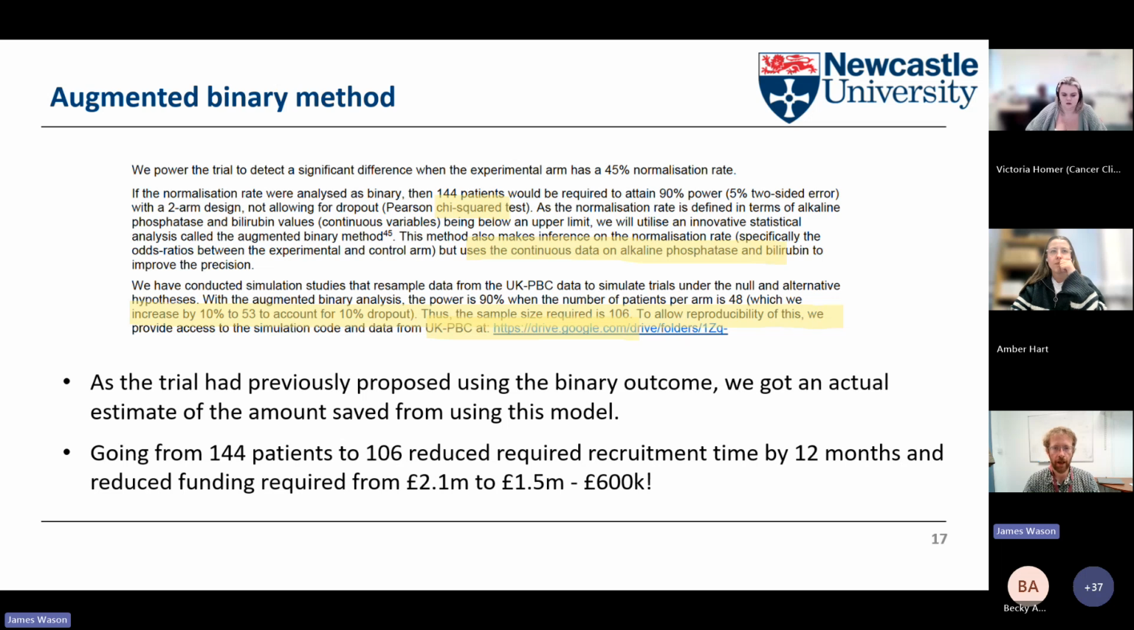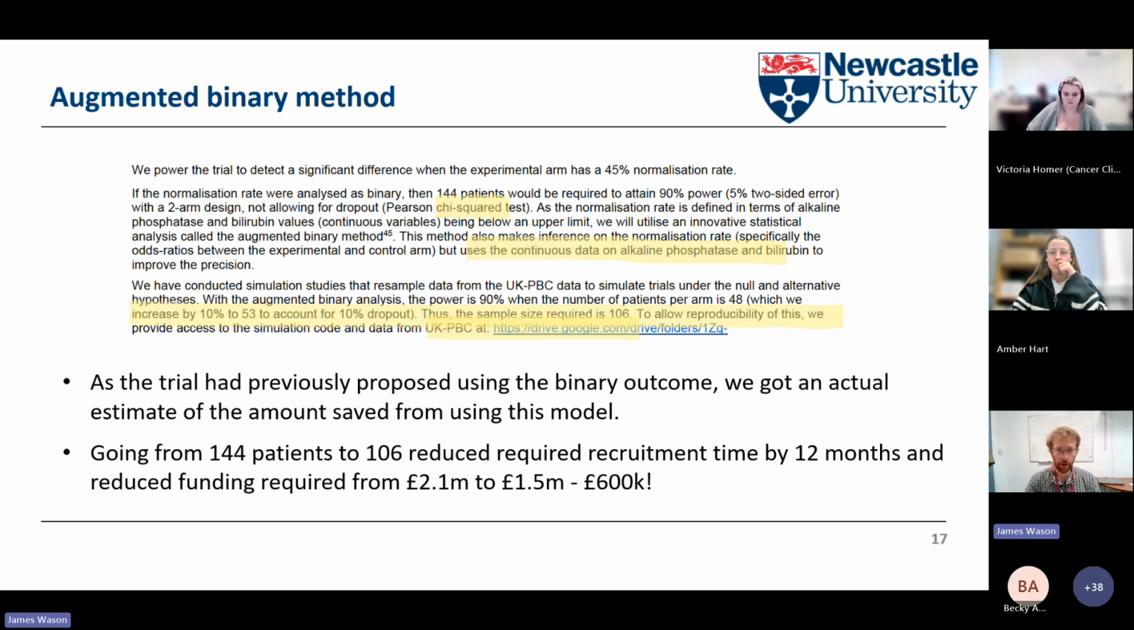So we applied for funding to the NIHR EMI panel, and as you can see, this is from the application. We proposed that we would use this augmented binary approach, as we called it, to analyse the trial as the primary analysis. And we calculated that compared to how many patients we'd have needed if we'd used the traditional approach, which would have been 144, using this approach, we would need 106.